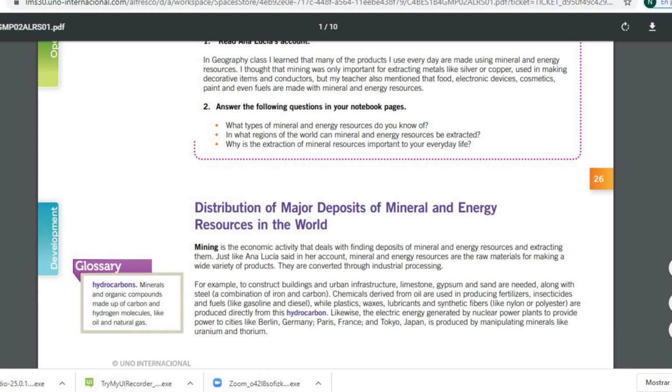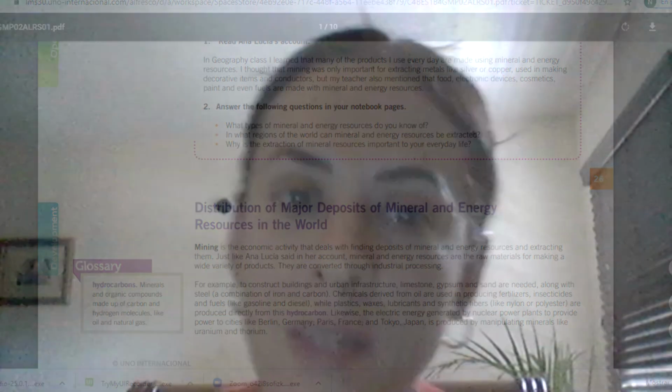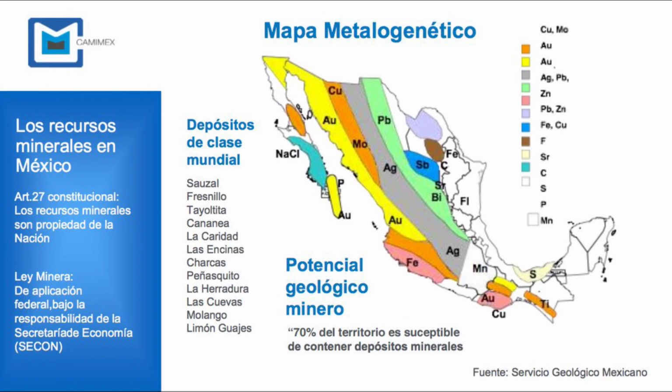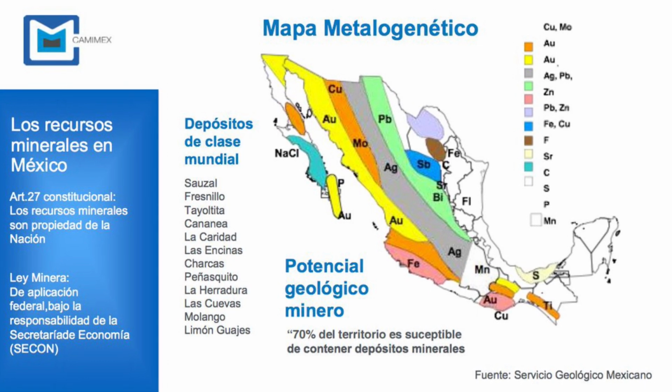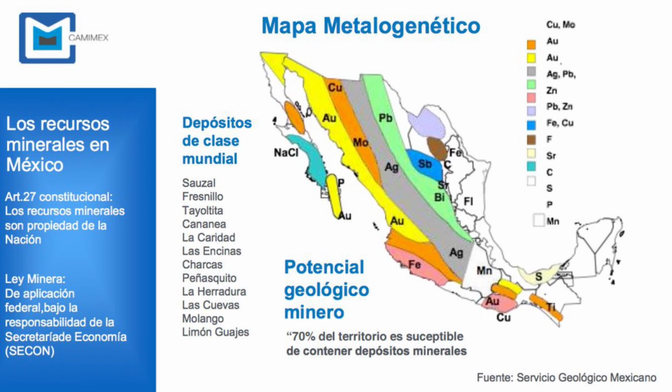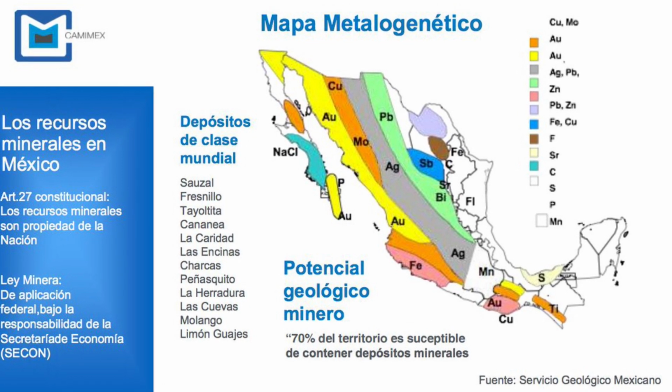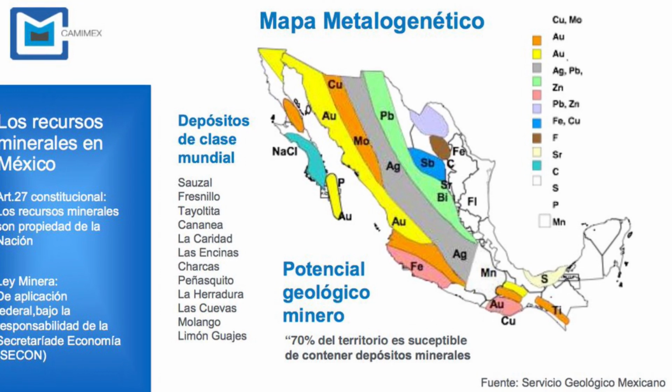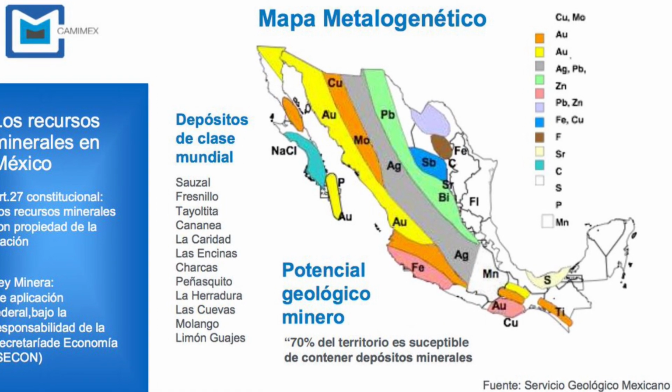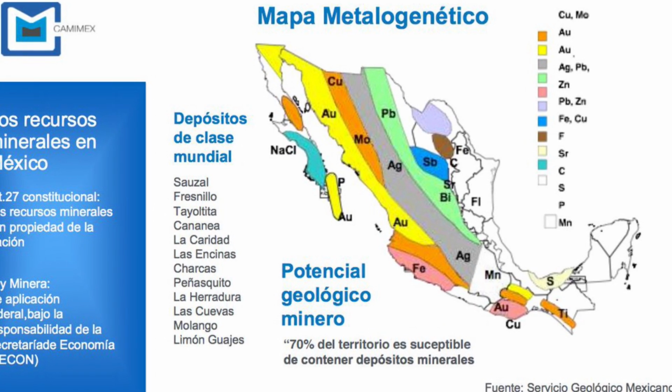But what are hydrocarbons? As you can see on your screen, in your book, page 26, the highlighted text says that they are minerals and organic compounds made up of carbon and hydrogen molecules, like oil and natural gas. Let's go to the next image, which is going to show us where this economic activity of mining takes place in our country. Let's see, we can find oil in some areas, as well as natural gas and coal.